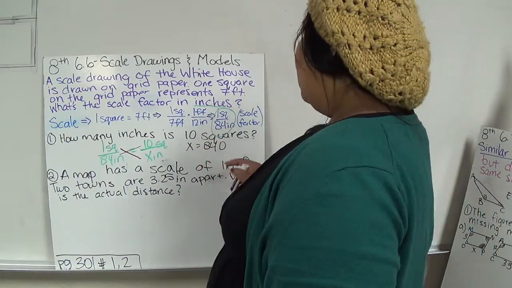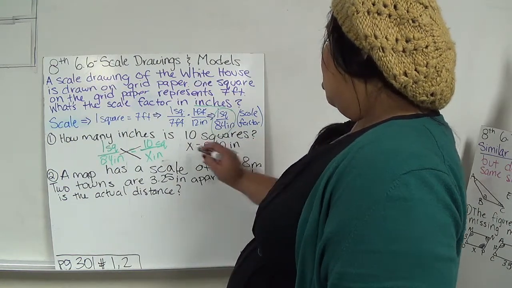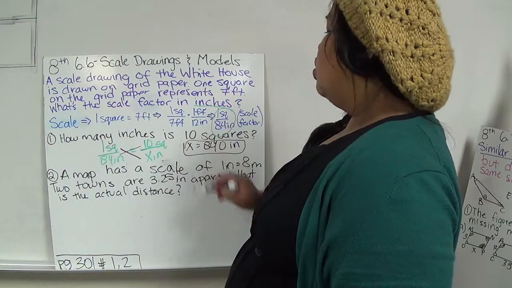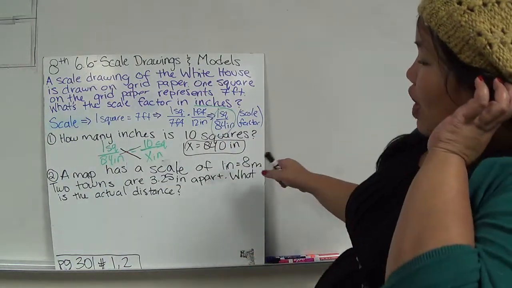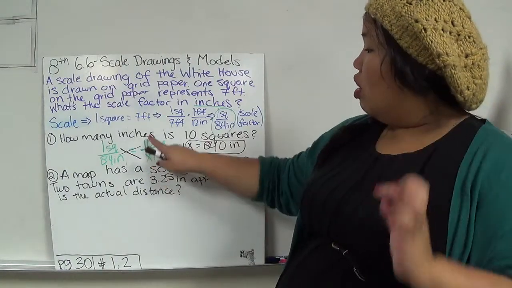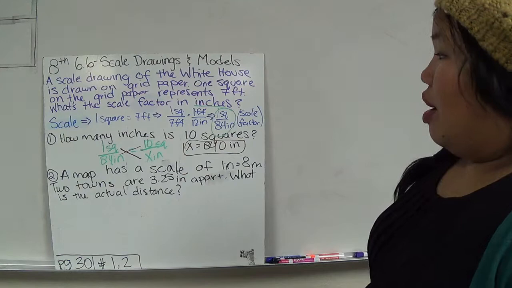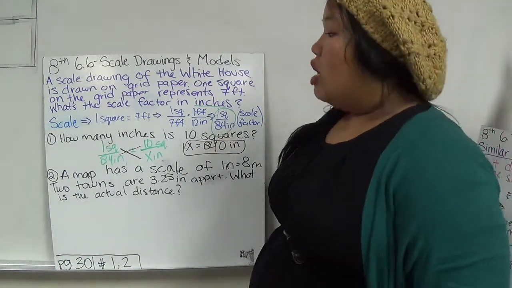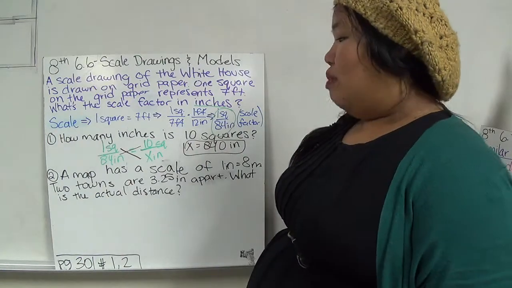Because 1X is the same thing as just X, my answer is 840 inches, just inches, because this goes in there. And again, I can check with this value by plugging 840 in here, finding the decimal of this, and see if they match. Okay? Number 2, a map has a scale factor of 1 inch equals 8 meters.